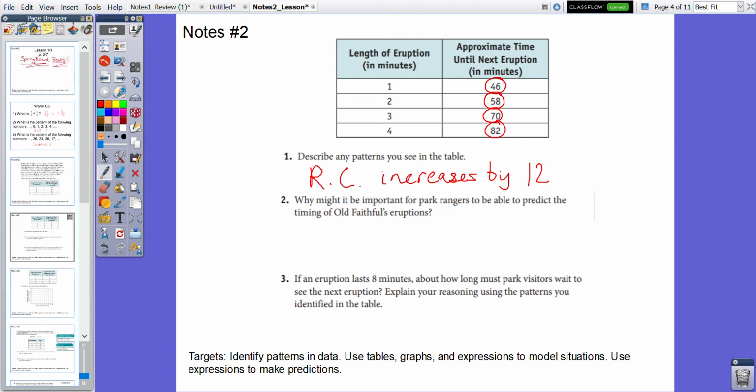Okay, and that's as the left column increases by 1. So every 1 minute increment of additional eruption time means that we have to wait an additional 12 minutes to the next eruption.